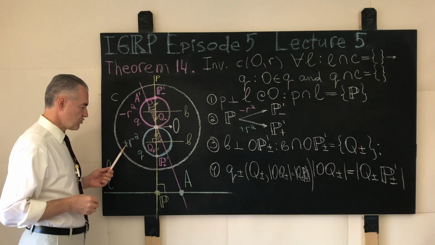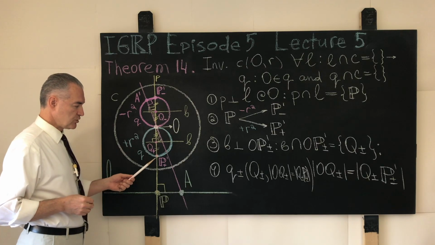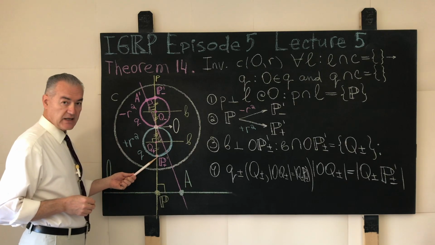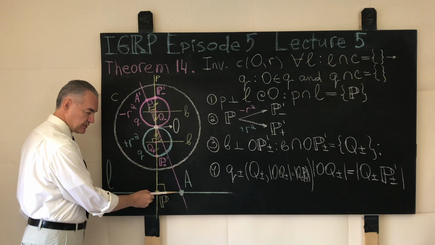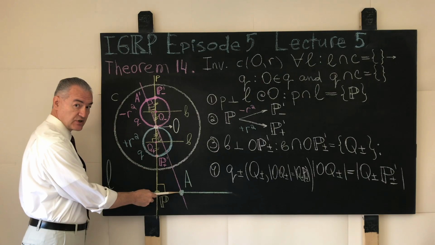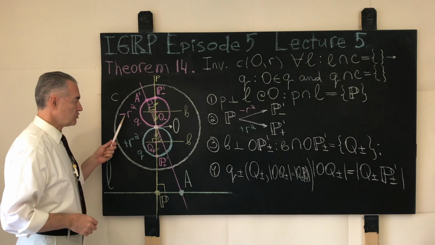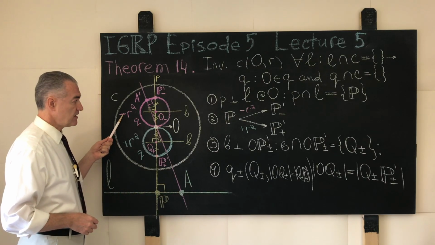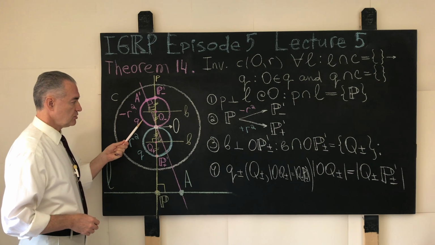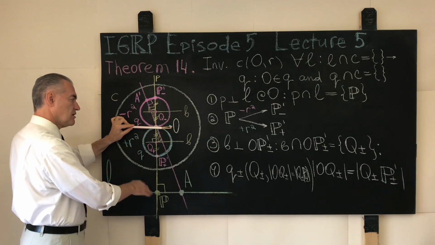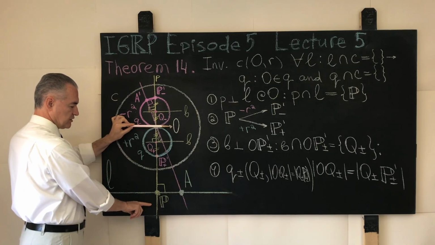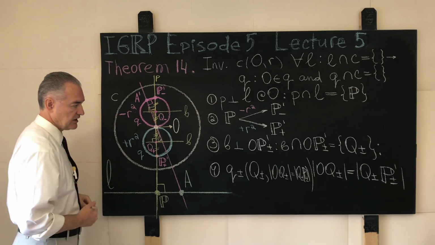When the power of inversion is positive, our circle will be located in the same half plane as the original straight line L. And when the power of inversion is negative, then the image circle Q, shown in red over here, will be located in the other half plane with respect to the original straight line L.